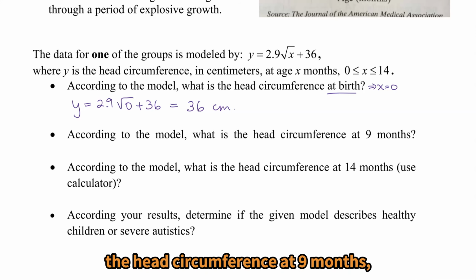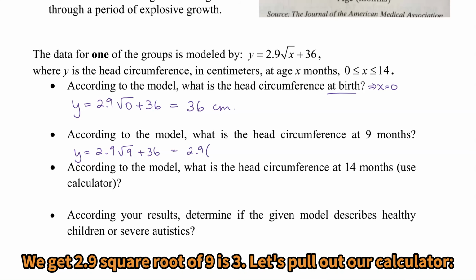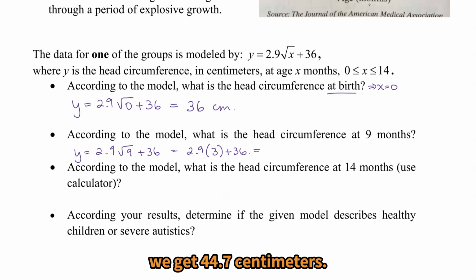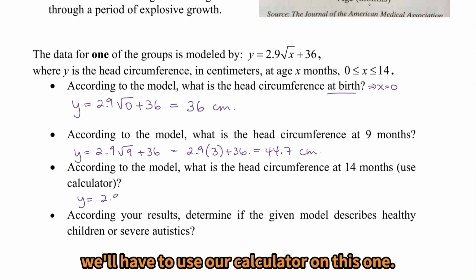According to the model, the head circumference at 9 months, we would plug in 9. 2.9 square root 9 plus 36. Square root of 9 is 3. Let's pull out our calculator. We get 44.7 centimeters. The head circumference at 14 months, we'll have to use our calculator on this one.